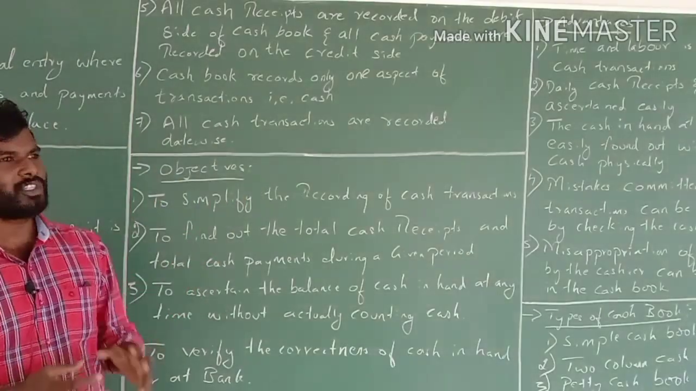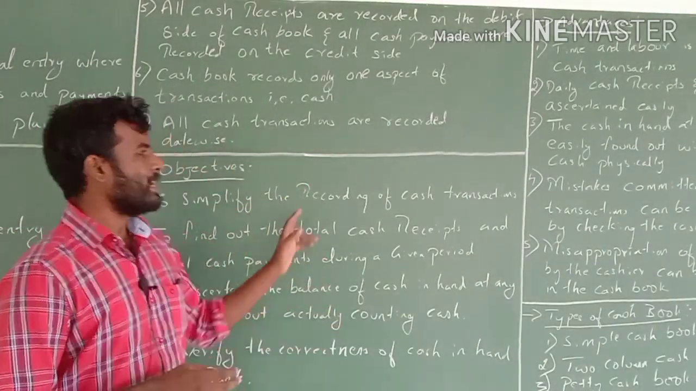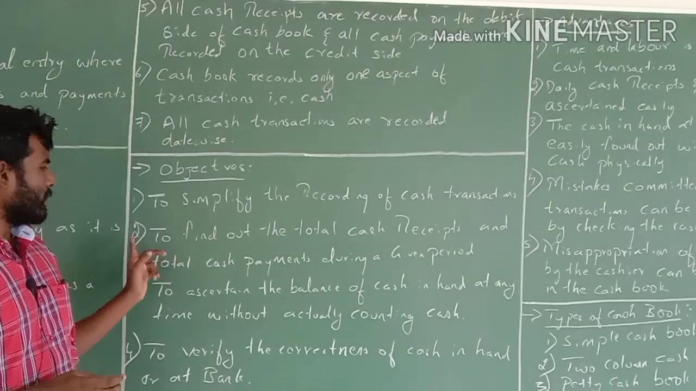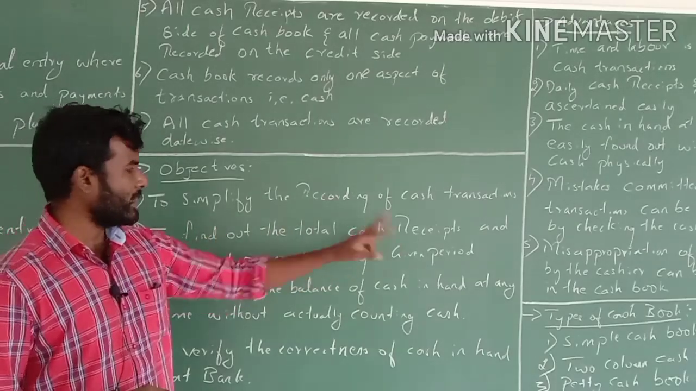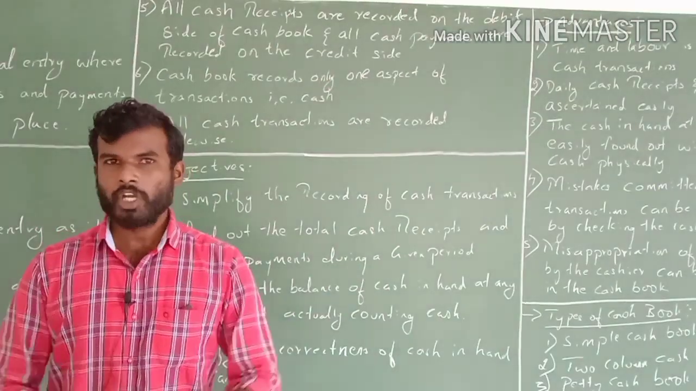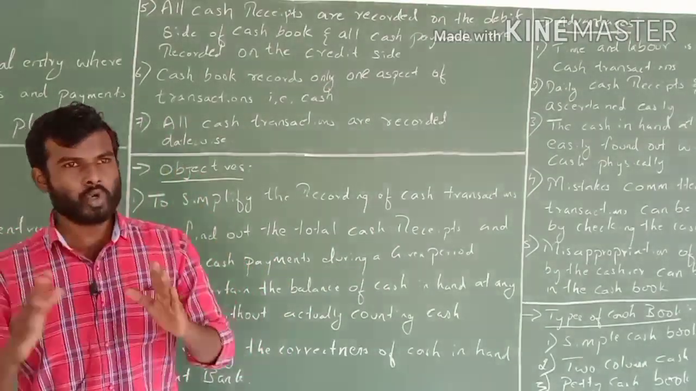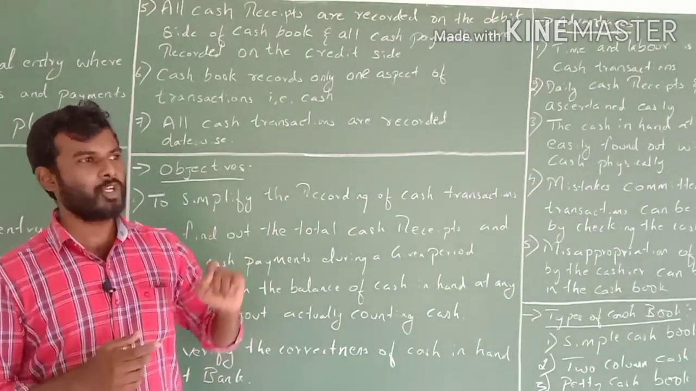Here cash book means all the cash transactions will be in one book, that is the cash book. The next point they have given is to find out the total cash receipts and total cash payments during a given period. In the given period of time, the total cash receipts as well as total cash payments can be easily found in the cash book.